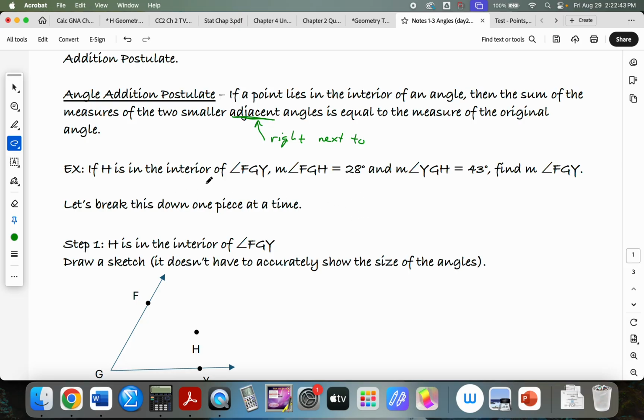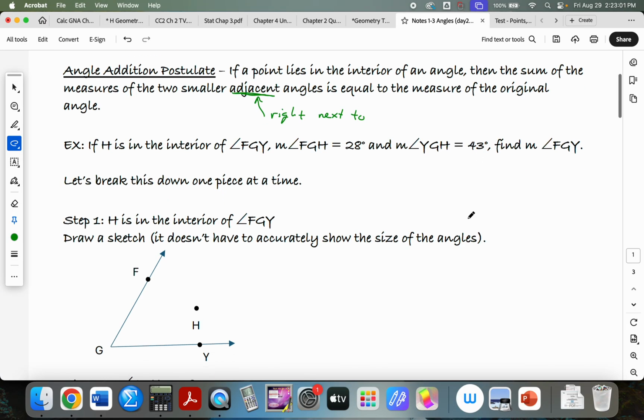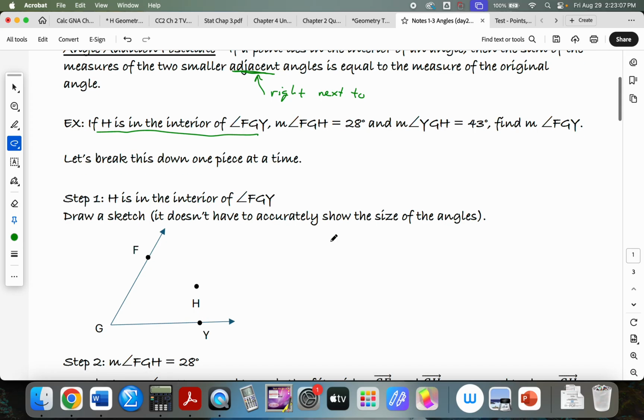So, we're going to do this problem one step at a time. It says if H is in the interior of angle FGY, the measure of FGH is 28, and the measure of YGH is 43, find the measure of angle FGY. So we start with this first part. H is in the interior of FGY. So we would draw something like this.